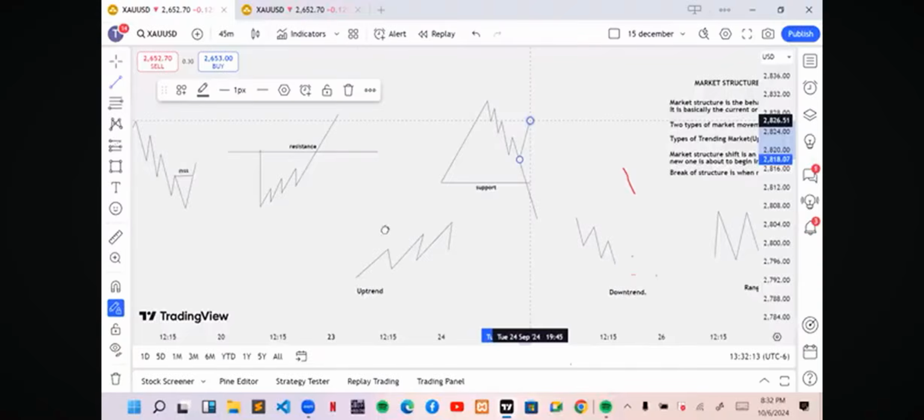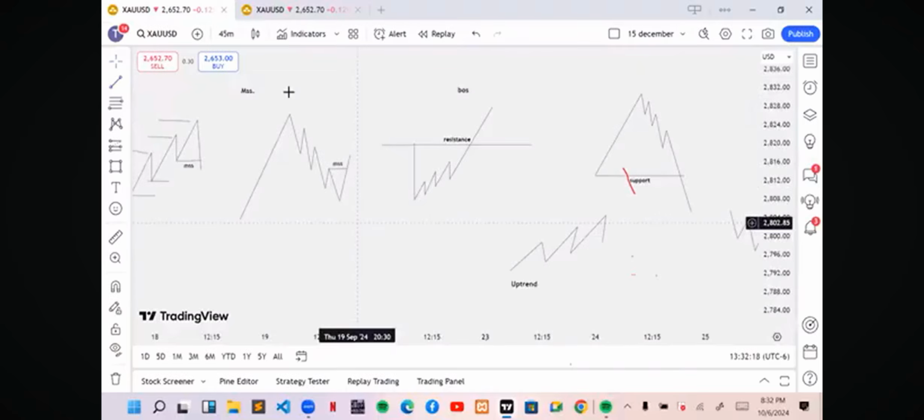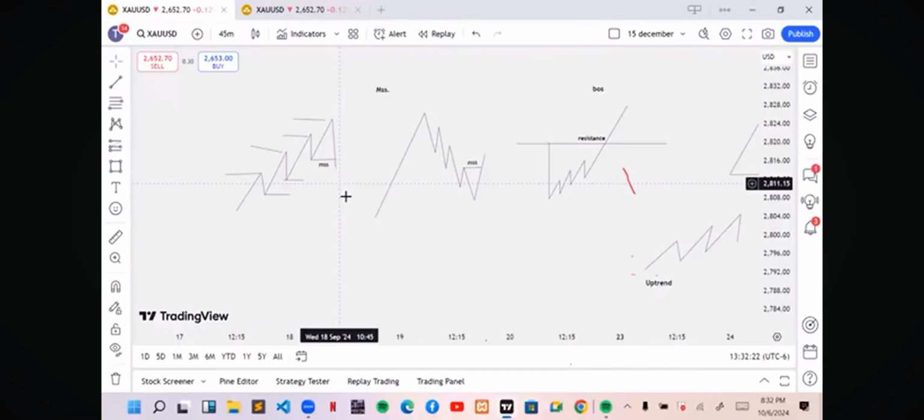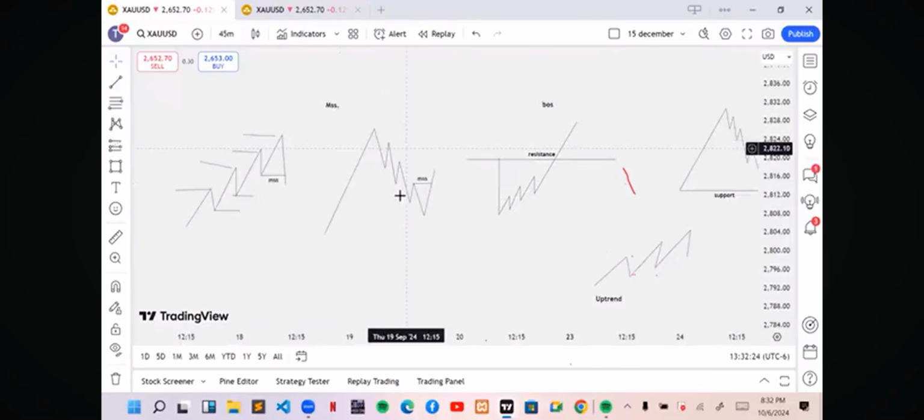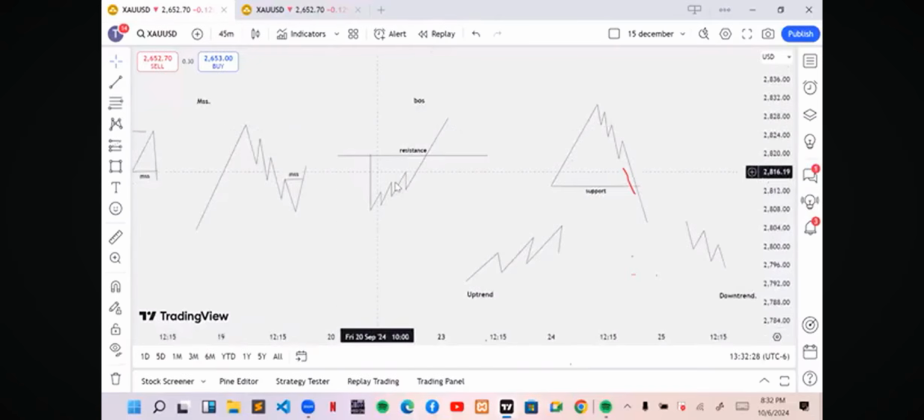Pay attention, this is a market structure shift. Previously on an uptrend, it changes direction to the downside. Previously on a downtrend, it changes direction to the upside. But for a break of structure, previously on an uptrend, it still broke structure on the upside. Previously on a downtrend, it still broke structure to the downside. That is the difference between break of structure and market structure shift. These are the two things I pay attention to when I look out for the structure part of my strategy.